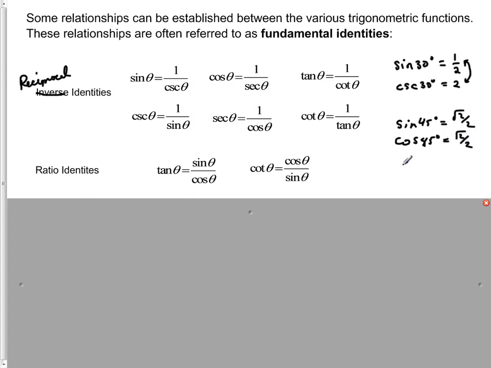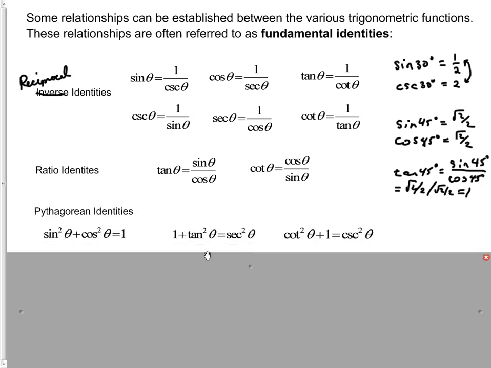Well, what happens when we divide them? Tangent of 45 degrees is equal to the sine over the cosine of 45 degrees by this ratio identity. And so if we take square root of 2 over 2 and divide it by itself, we get 1. And that is the tangent of 45 degrees. We have 3 Pythagorean identities.